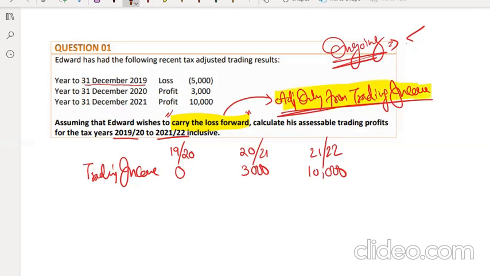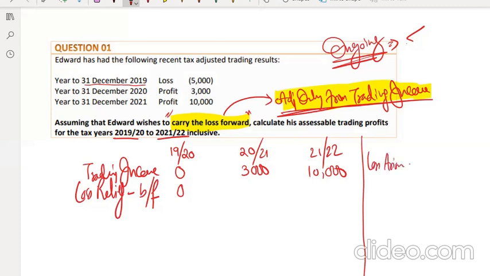Okay. Now see, loss relief. Which relief are you going to apply? Carry forward means for the next year it will be brought forward, right or wrong? If the loss arises in 2019-20, it will move to 2020-21. How much loss arises in 2019-20? 5,000, right or wrong?